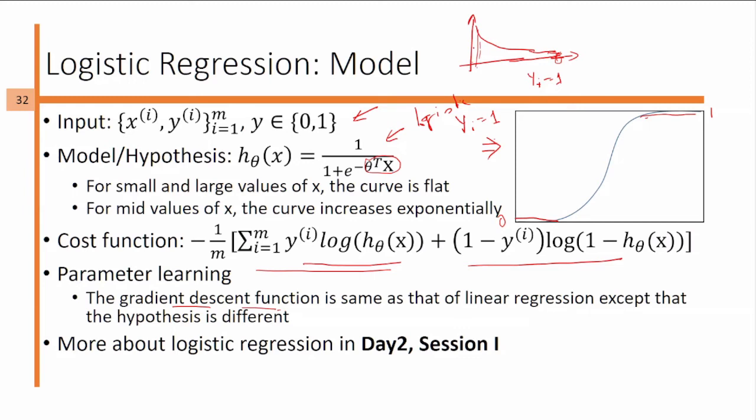In this, only one part will contribute to the cost function. So the cost function for yi equal to 1 will look like this, and the cost function for yi equal to 0 will be just the reverse of this. If yi is 0 and you are predicting 0, the cost function will be very close to 0. And if the actual value of yi is 0 and you are predicting 1, the cost function will be very large. So this is how the cost function will look individually.